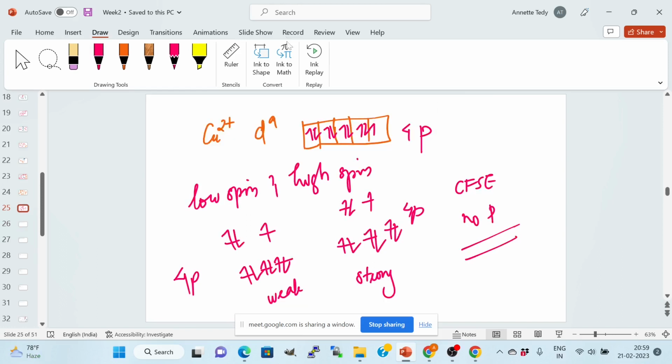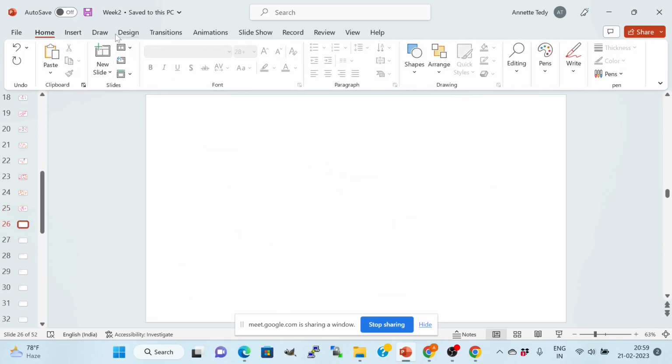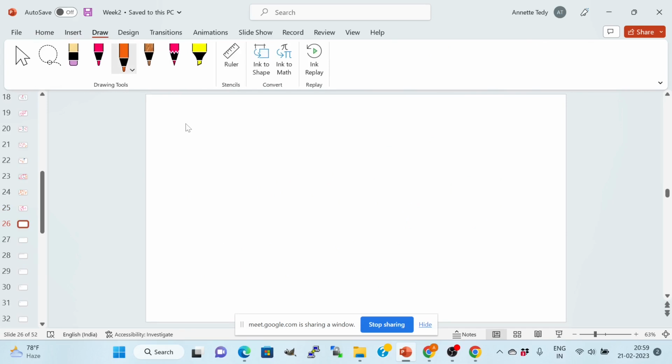And another concept that you should know is when does this pairing happen, like when will I have a low spin or high spin? Last class we discussed the molecular orbital diagram, but here the pairing energy also plays a role. So whenever this delta oct is greater than pairing energy, it means that it is much easier to pair.